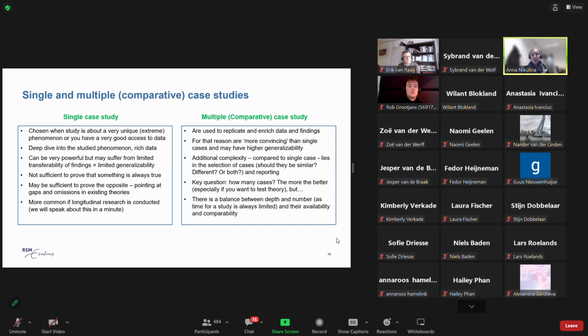How do you select cases so that you can compare them? Do you want to have similar cases, different? Why? And of course, reporting of cases becomes then also more complex because there is more to write about than is just in a single case.